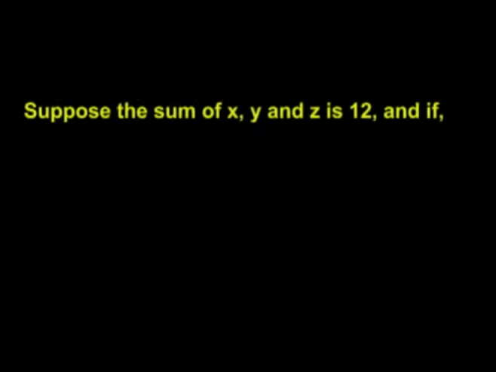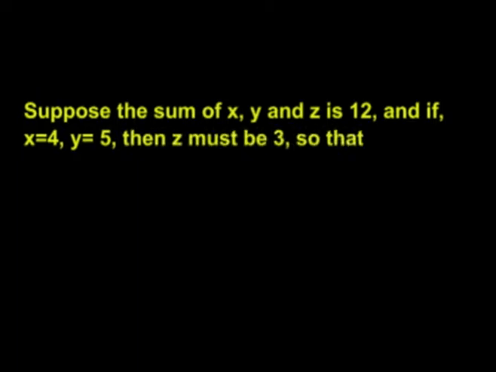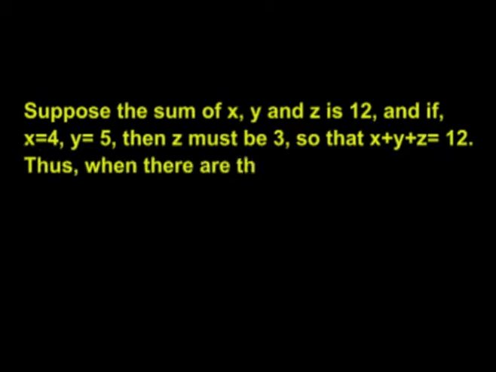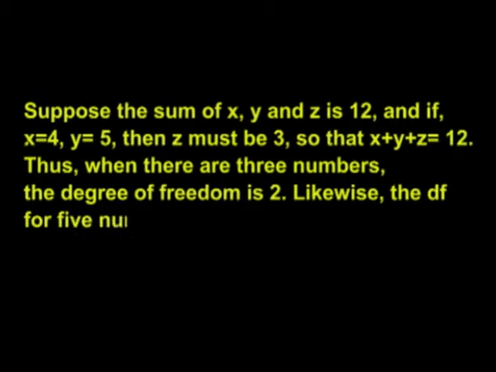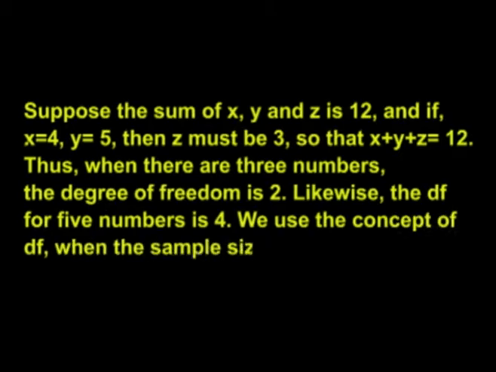Suppose the sum of x, y and z is 12, and if x equals 4 and y equals 5, then z must be equal to 3, so that x plus y plus z is 12. Thus, when there are 3 numbers, the degrees of freedom will be 3 minus 1, that's 2. Likewise, the degrees of freedom for 5 numbers is 4. We use the concept of degrees of freedom when the sample size is small.